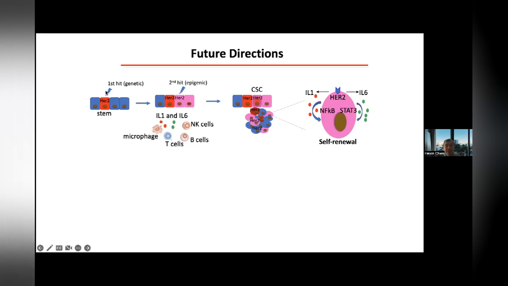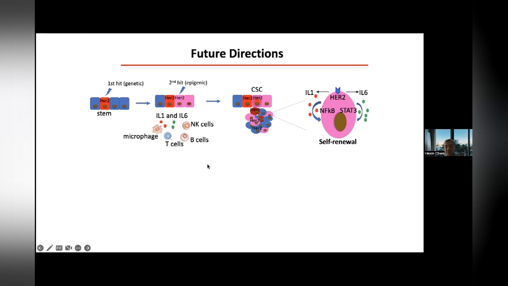So if you put this together, how does HER2 induce tumor development? With HER2 expression, there's a first mutation that may promote proliferation or induce differentiation, generating the progenitor population. In these cells, HER2 also induces cytokine expression, which helps to generate and maintain the stem cell population.